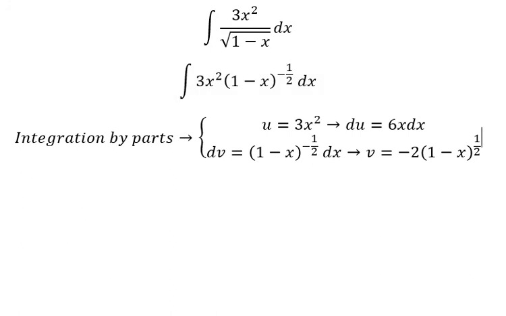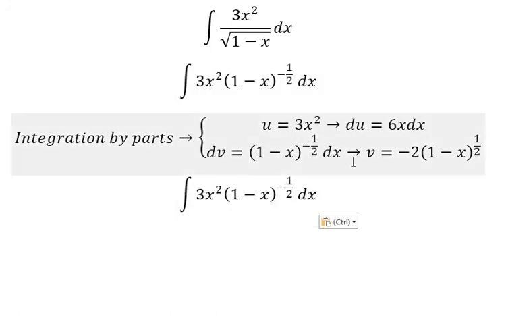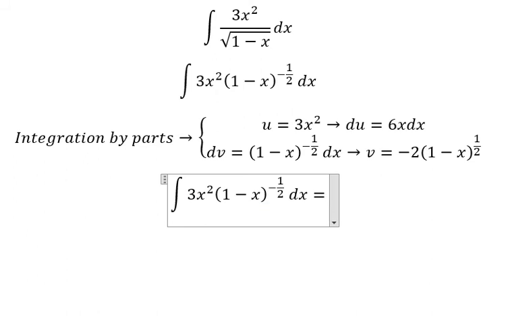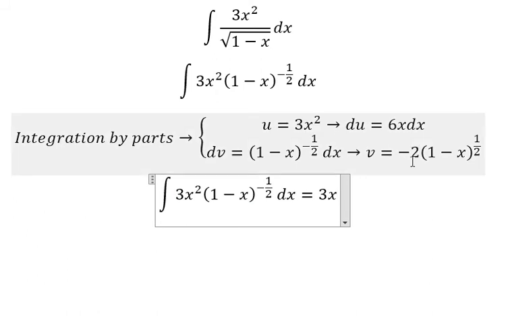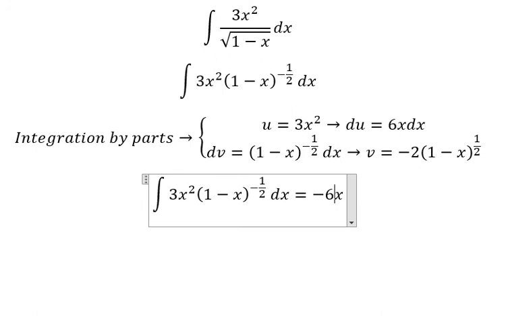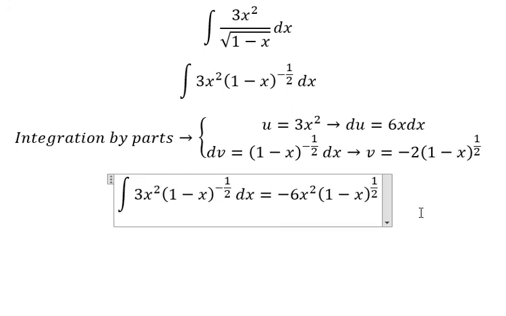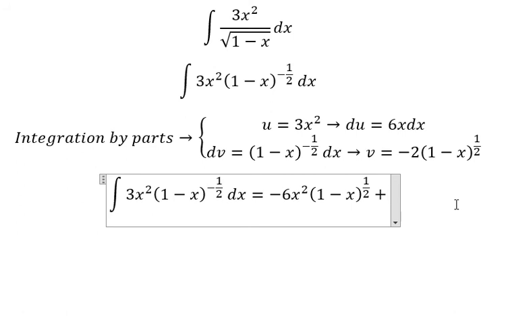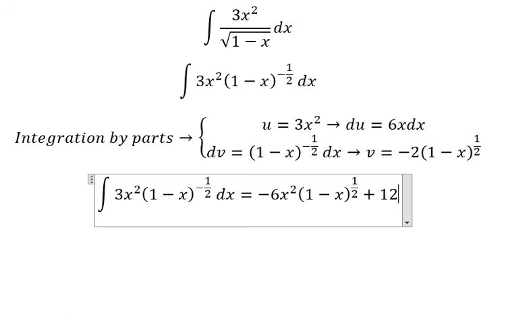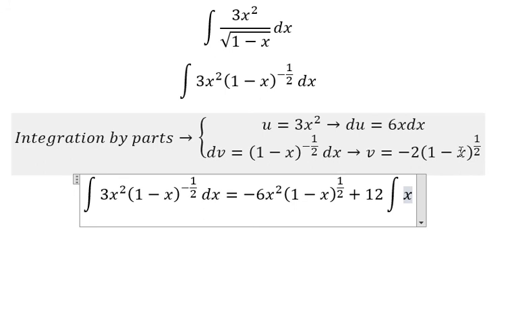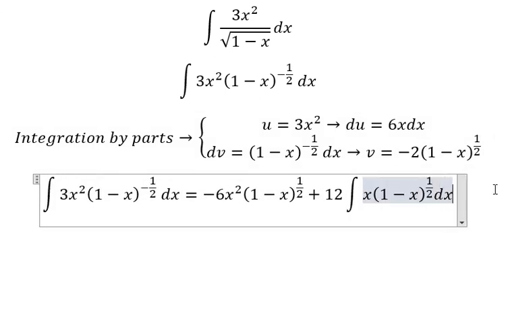Next, we have u multiplied by v, so you get 3s squared multiplied by negative 2, you get negative 6. We have du multiplied by v, so we have 6 multiplied by negative 2, you get negative 12. Because we have another negative sign here, you get positive 12. And we have the integration of s multiplied by this one, the s.